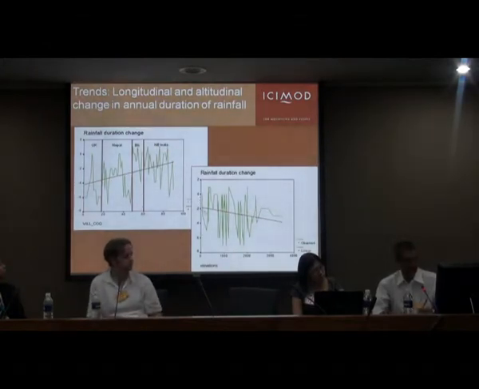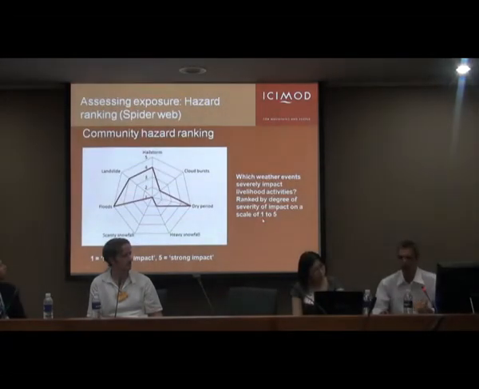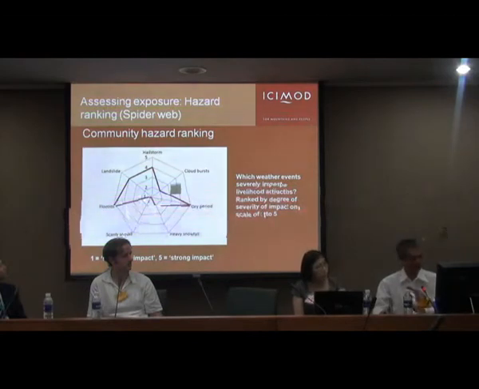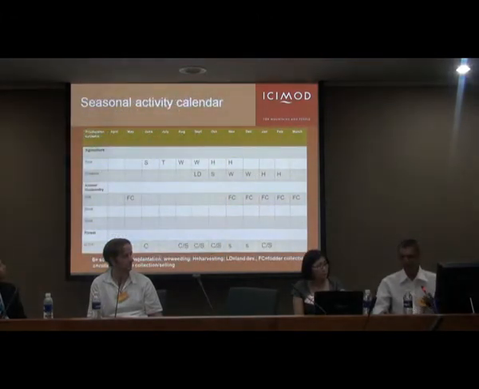Here, the second slide shows you as you move upwards in elevation. And you can clearly see that the duration of rainfall has reduced when you go to the higher altitudes. Similarly, when you look at the tool of hazard ranking, what you can get is what are the weather events which severely impact livelihood activities, and what is the ranking given by the communities themselves, right? This is on a scale of 0 to 5, and 5 is the strongest impact of a particular weather event on the livelihoods.